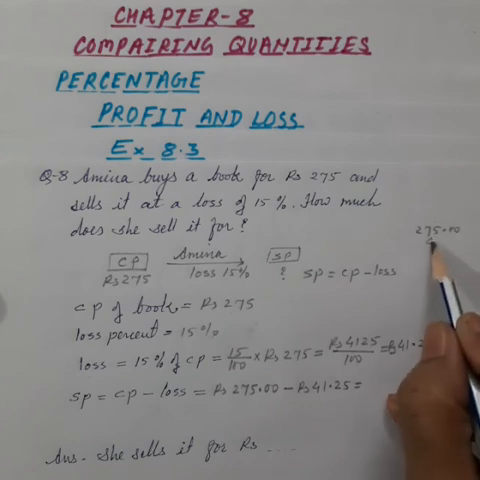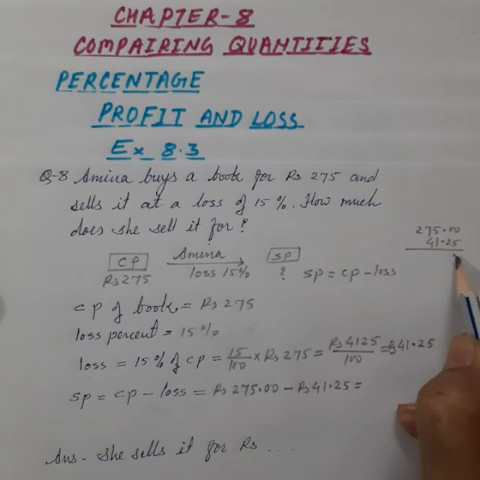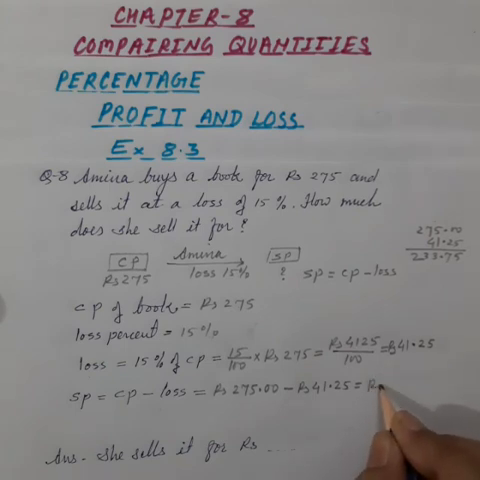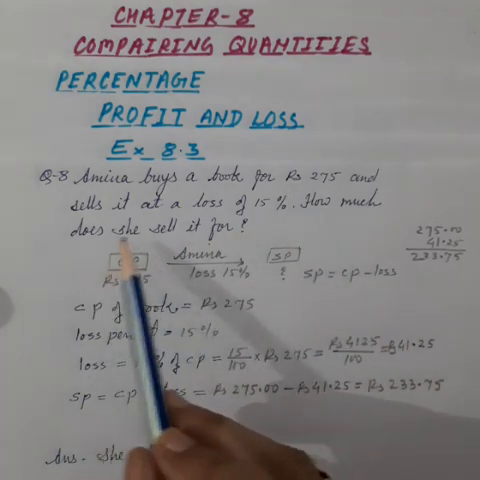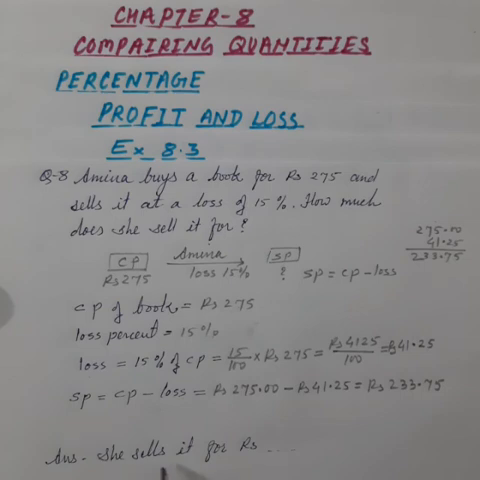Now subtract it vertically. 275.00 minus 41.25. Here we will get 233.75. So selling price is rupees 233.75. So she sells it for rupees 233.75.